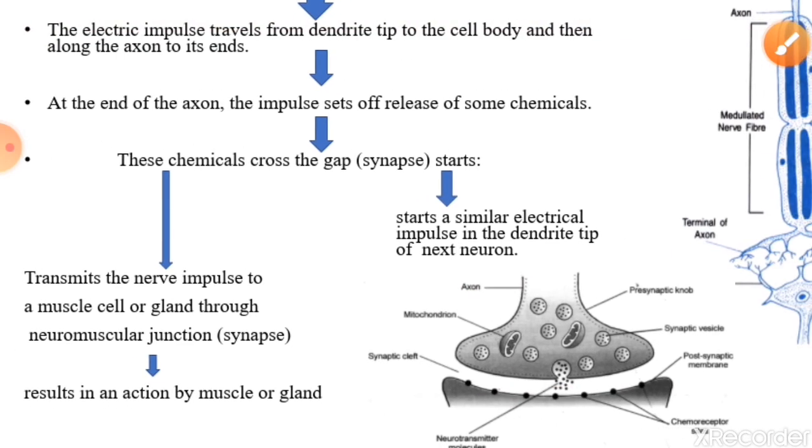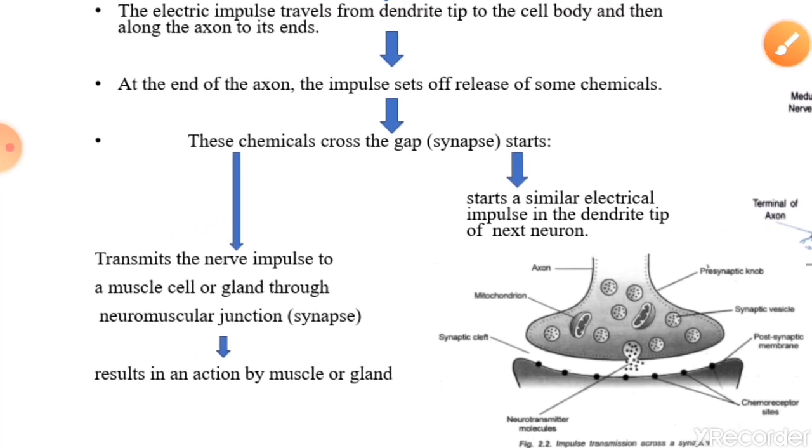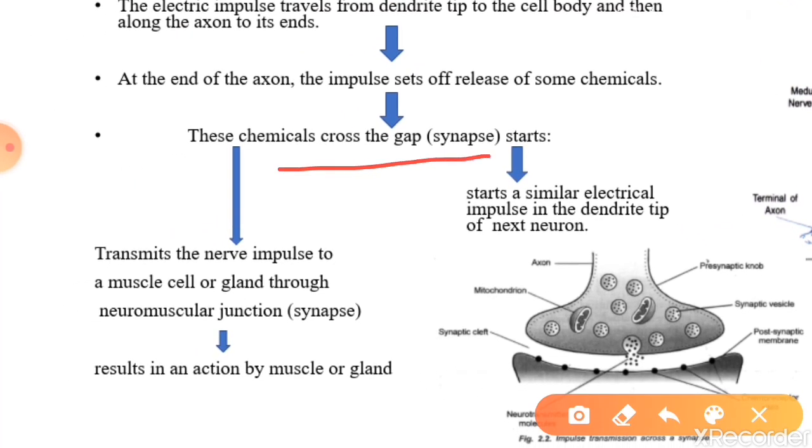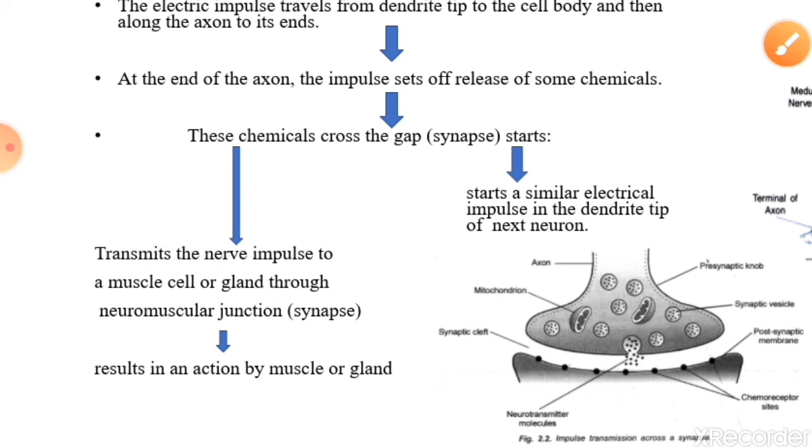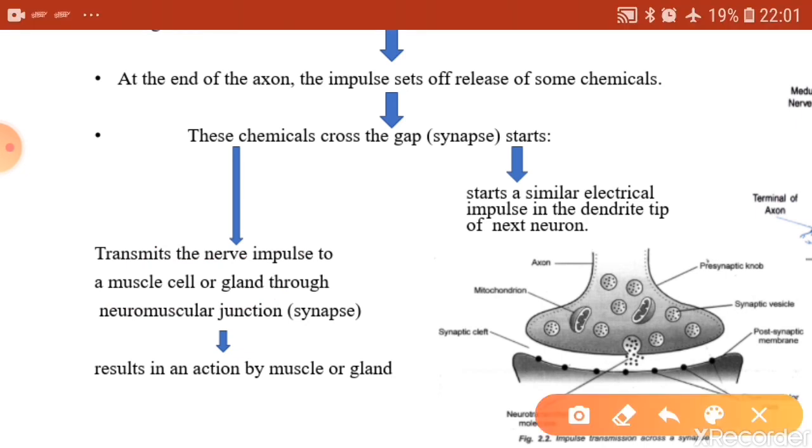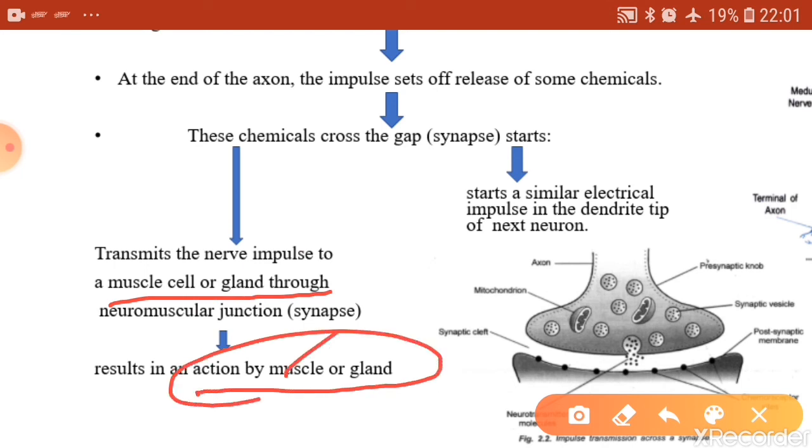Or, suppose the neuron is ending over a muscle fiber or a gland, then these chemicals will bind to the receptors which are present on the surface of the muscle cell or the gland, and because of that, when the chemicals bind to these membranes of the muscle cells or the gland, this will result in the action, that is, the muscle will contract, and if it is a gland, it is going to secrete some secretion.